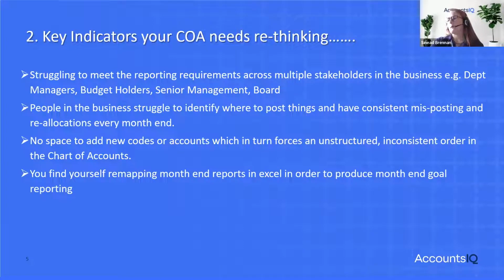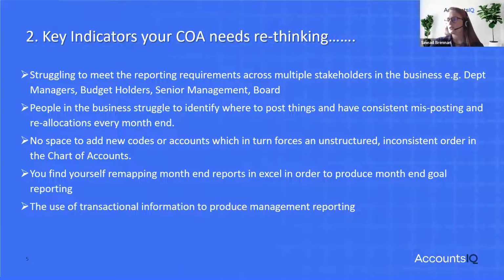You find yourself remapping month-end reports in Excel in order to produce month-end goal reporting. Absolute killer. If you find yourself doing that, it's definitely time to rethink what changes you can implement so you can get your end goal reporting straight from a product. And the use of transactional information to produce management reporting. Once again, the GL structures aren't right, so people are pulling transactional information and combining it together to give them one cost result. Same with revenues if your structure isn't right in your coding.